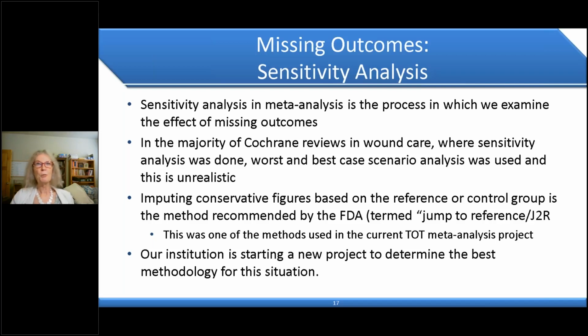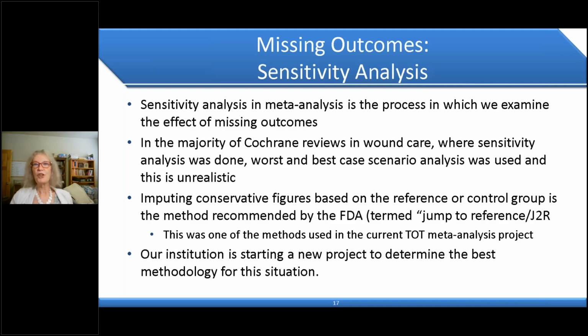Unfortunately, in wound care, most of the Cochrane reviews do it very badly. They come up with these worst and best case scenario analyses, which are totally unrealistic. In most drug trials, what we tend to do is use something called the jump to reference approach. It can get very sophisticated. We can actually do incredibly sophisticated regression imputation techniques. In meta-analysis, it's much harder to do that, so we want something simpler.